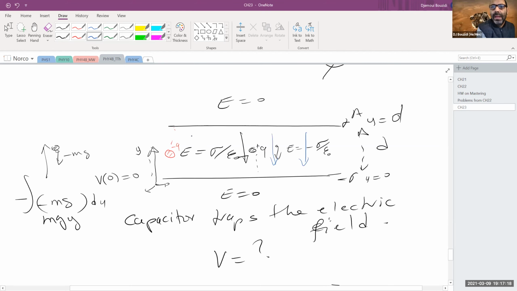It's pointing this way. So if I put a negative charge in there, the negative charge will be under a force that is equal to its charge, which is negative, times the electric field, which is negative in this case, sigma over epsilon naught. So the net effect is going to be Q sigma over epsilon naught. So it's going to be accelerated in the positive direction. The force is going to be positive in the y direction, so it's going to move up.